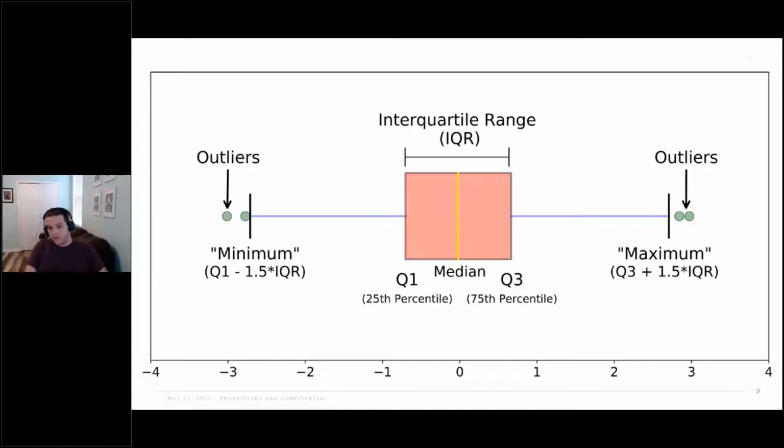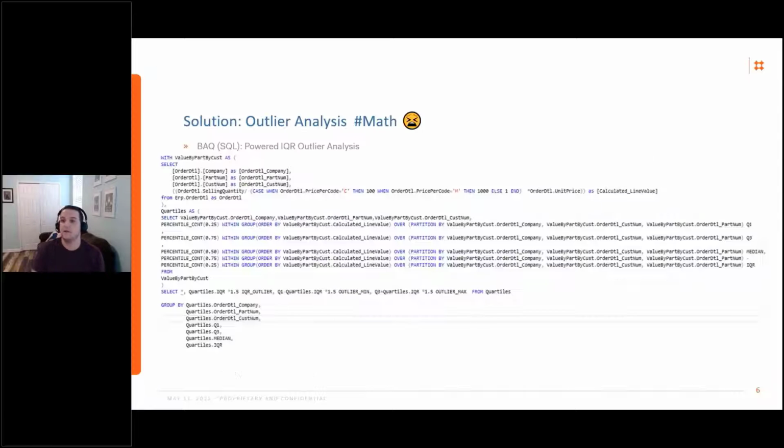So we identified the problem, we identified a solution, and then the biggest question was, how the heck do we implement this in Epicor? So we did some research, and we actually found out that SQL, straight up SQL, can help you calculate natively, without any special magic, that interquartile range. There's a function in SQL called PERCENTILE_CONT.